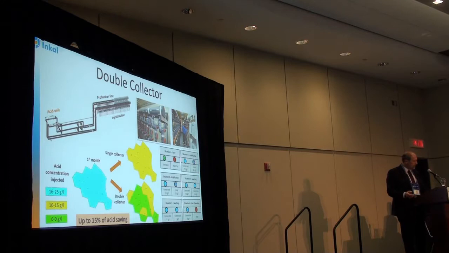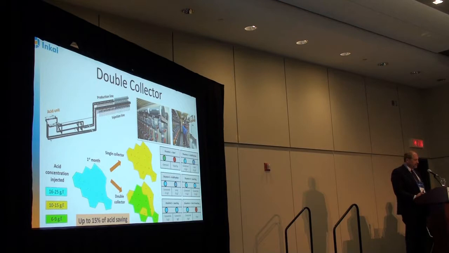Different well fields may require different acid concentrations to achieve the leaching profile required. A double collector system is in place at Inkai to allow two different acid concentrations to be provided to a given well field. This has decreased acid use by up to 15% in some areas.